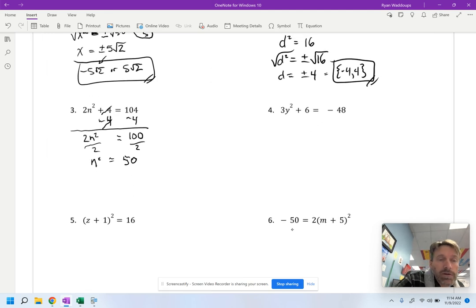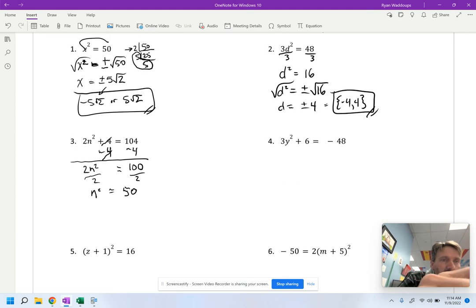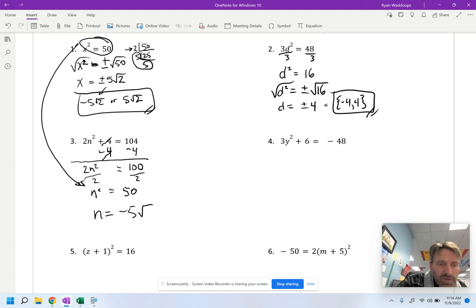And we have already done this part. So we're going to just take the answers that we found from this one up here, because x squared equals 50 is going to have the same answer right here. And so n then is equal to -5 square root of 2 or +5 square root of 2.